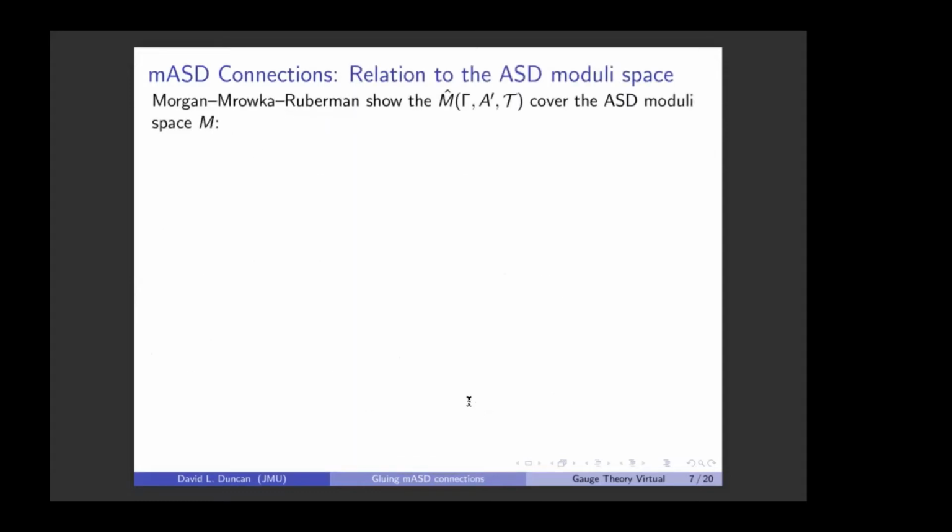So then the main result, or one of the main early results of the book by Morgan, Mrowka, and Ruberman, is that these modified spaces cover the ASD moduli space in a certain sense. And so here's a little cartoon to illustrate what that sense is, or at least how I think about this. Imagine this is your mASD moduli space. Imagine this is your ASD moduli space. This is the thing that is not necessarily cut out by Fredholm equations, but we want to put it inside of something that is a little bit better behaved.